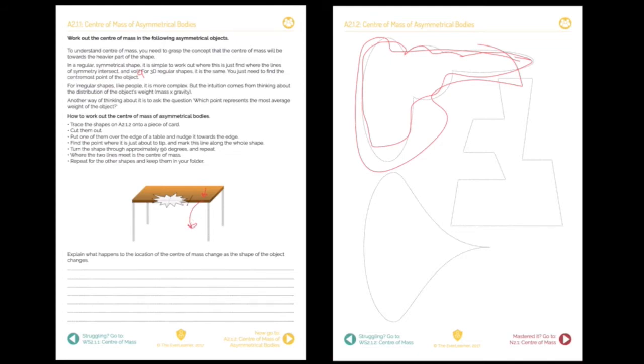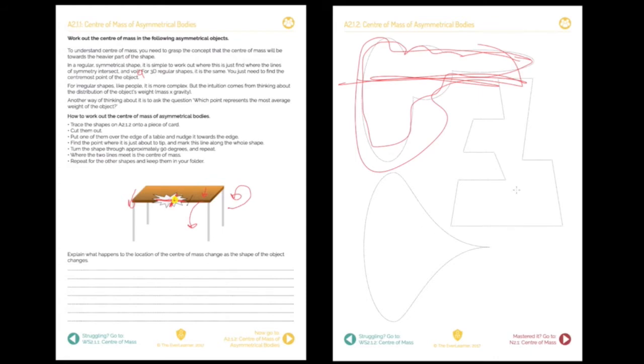Now, wherever that line of the table is, we draw a line like that. So it might be that it's across there, for example. We then turn the shape around 90 degrees. And this time we push the shape towards the end of the table. And this time we might get to this point here. And what that means is that the center of mass is in that point there.